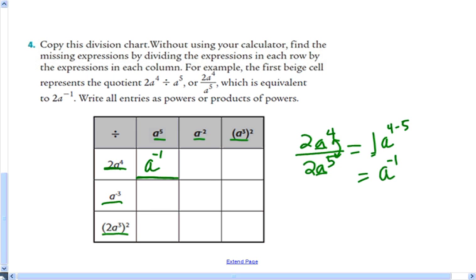Ooh, I made a little bit of a mistake here. I thought we were dividing by 2a to the 5th, and we were actually just dividing by a to the 5th. So we're still going to have 2 here, and 2 here, and 2 there. Sorry about that. All right, so that's kind of what we're going to be doing tomorrow, learning how to simplify expressions using exponents.